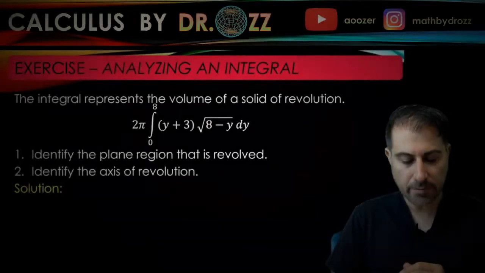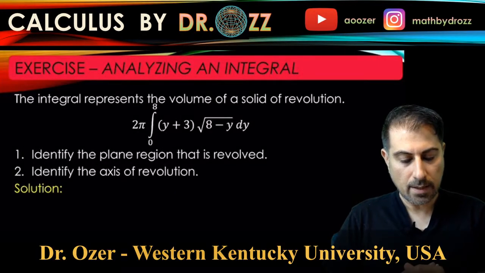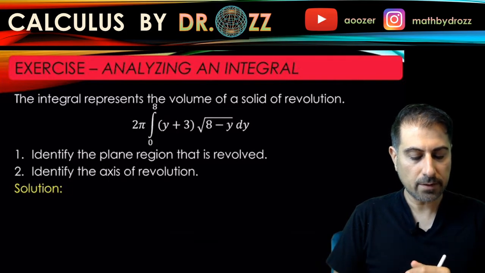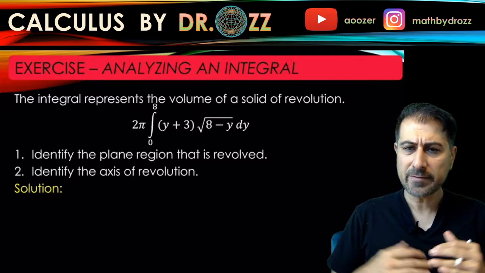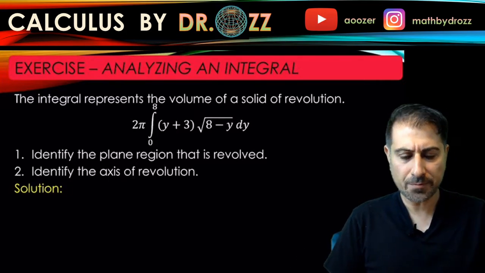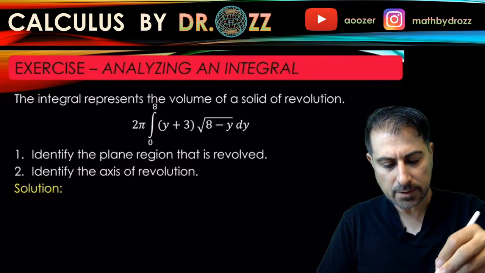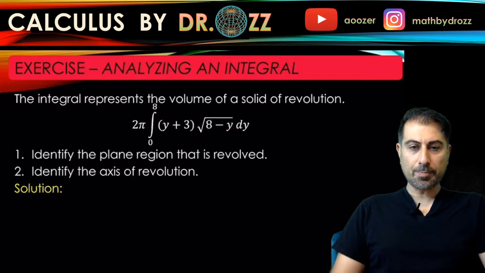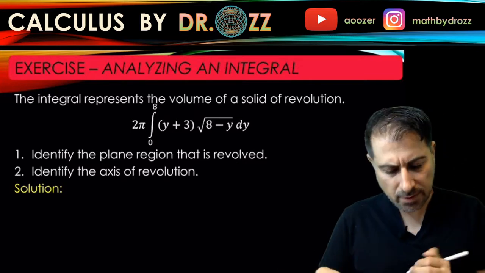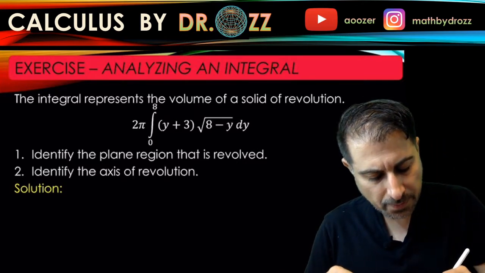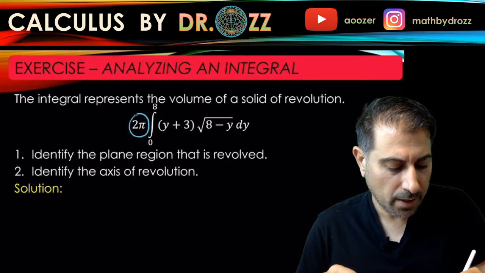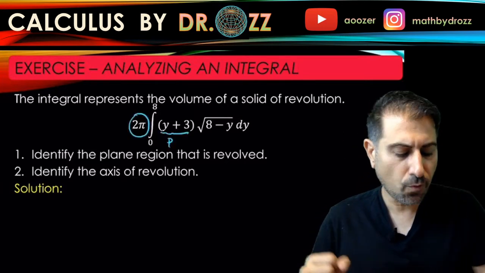All right, so we're given the integral 2 pi from 0 to 8, (y + 3) radical (8 - y) dy. So we're trying to analyze this type of integral. I can tell you that this is an integral obtained by using the shell method, because this tells me that you have 2 pi here, you have p of y, and you have h of y dy.